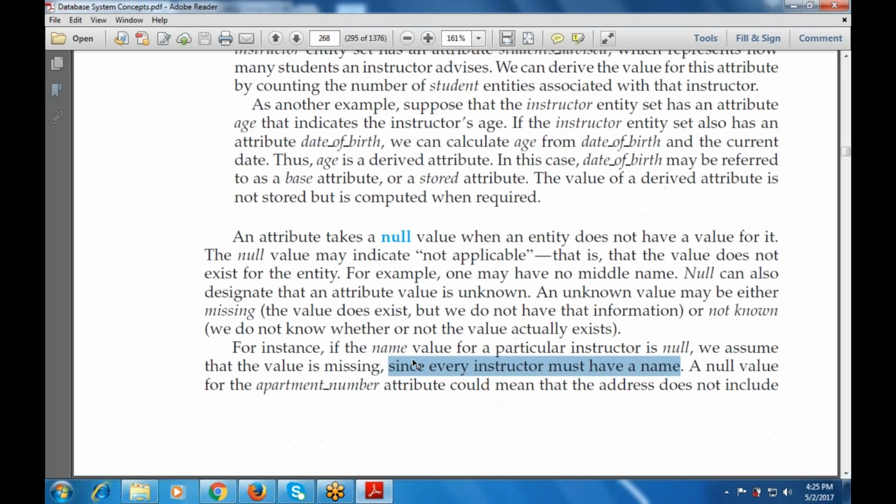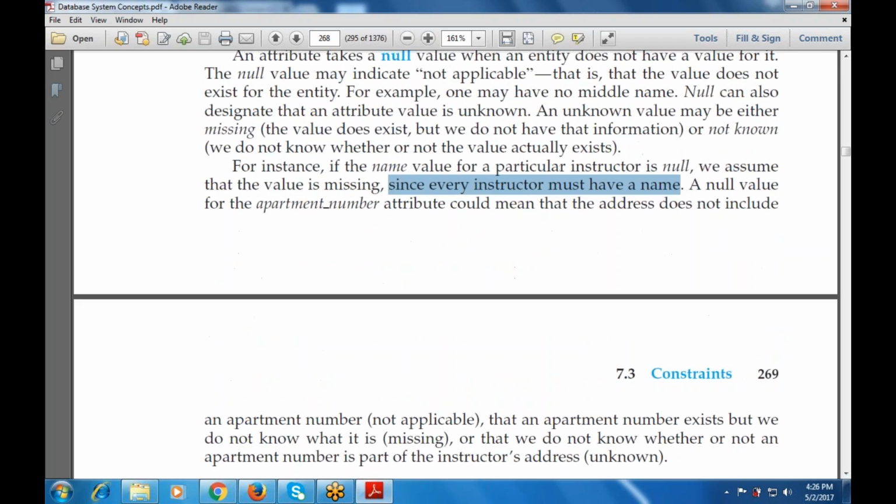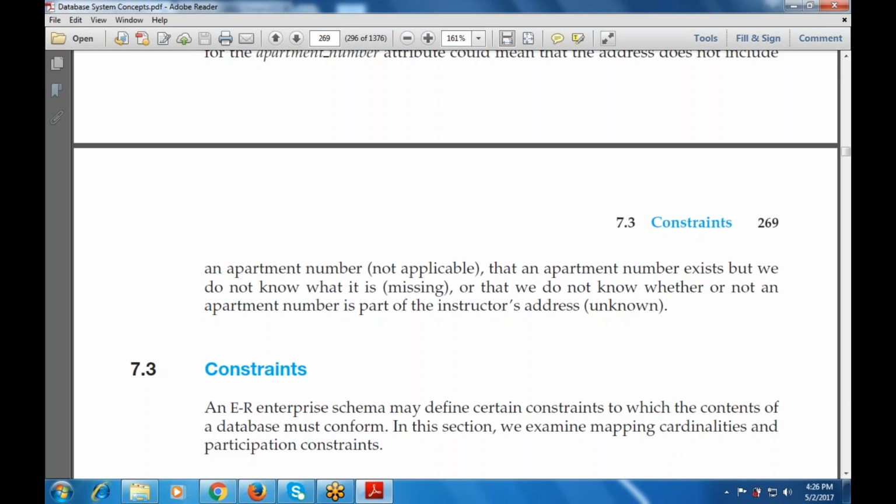And a null value for an apartment number attribute could mean that the address does not include an apartment number, that an apartment number exists but we do not know what it is, or that we do not know whether or not an apartment number is part of the instructor's address.